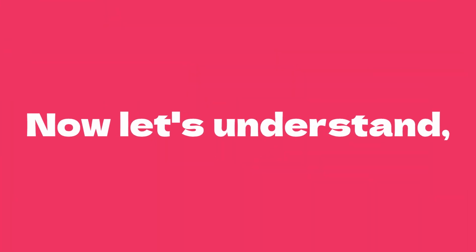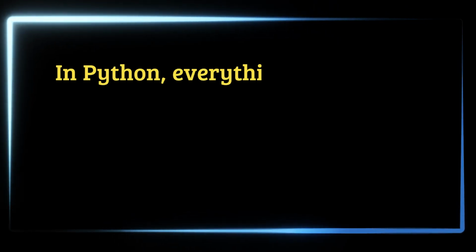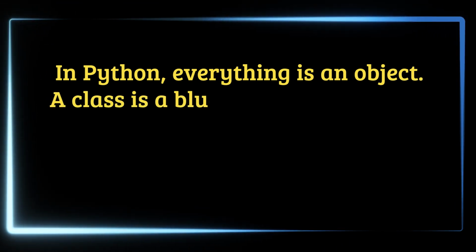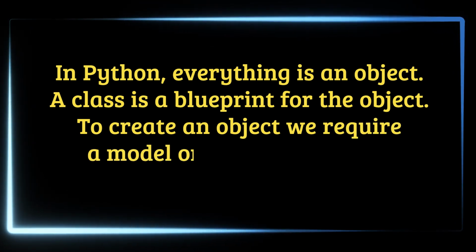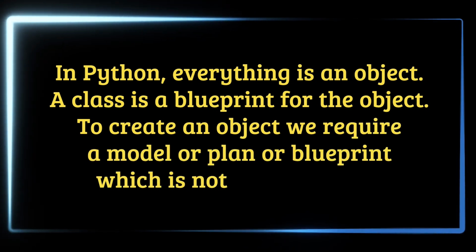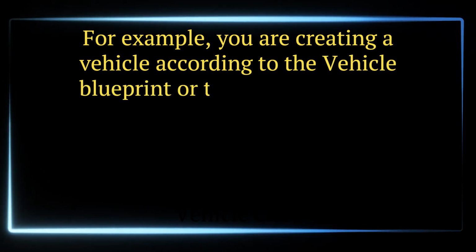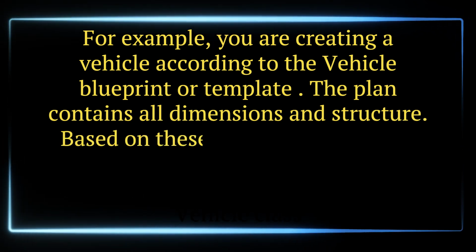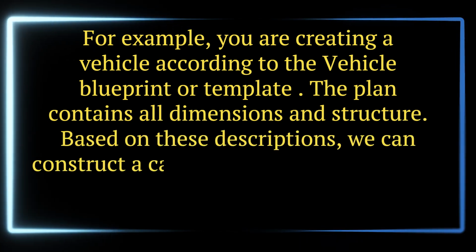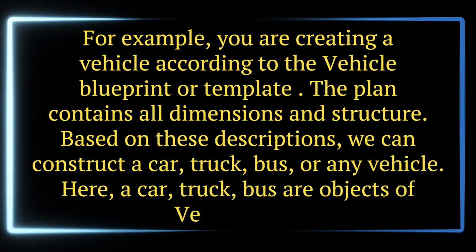Now let's understand, what are classes and objects in Python? In Python, everything is an object. A class is a blueprint for the object. To create an object we require a model or plan or blueprint, which is nothing but a class. For example, you are creating a vehicle according to the vehicle blueprint or template. The plan contains all dimensions and structure. Based on these descriptions, we can construct a car, truck, bus, or any vehicle. Here, a car, truck, and bus are objects of the vehicle class.